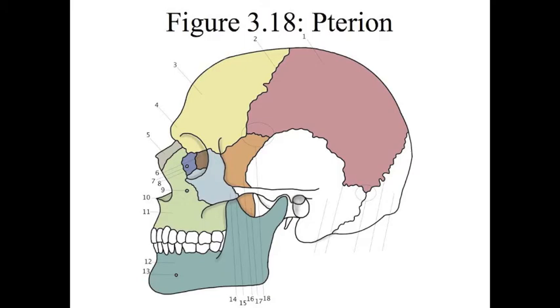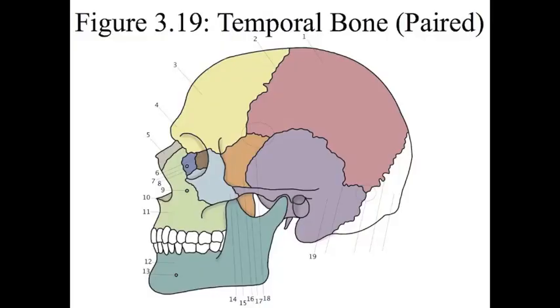Number 18 is the pterion. This is a place where 4 different bones of the skull articulate: the frontal bone, the parietal bone, the sphenoid bone, and the temporal bone. So the name is the pterion. Number 19 is the temporal bone. This is a paired bone of the skull.